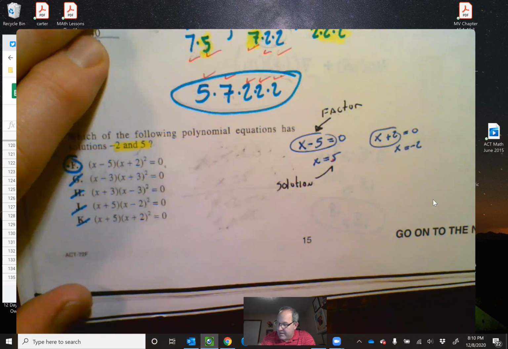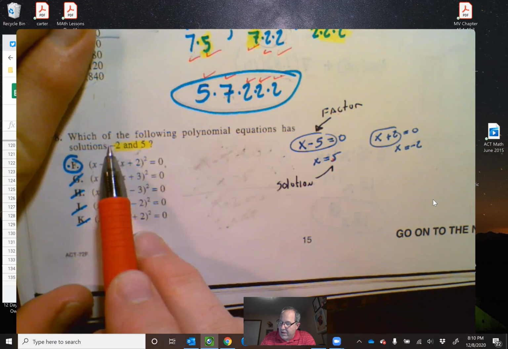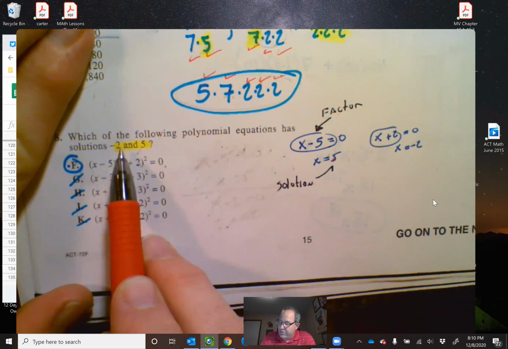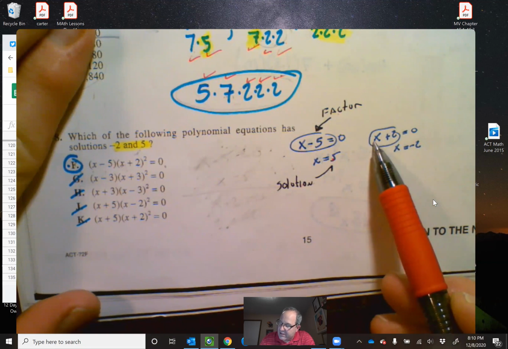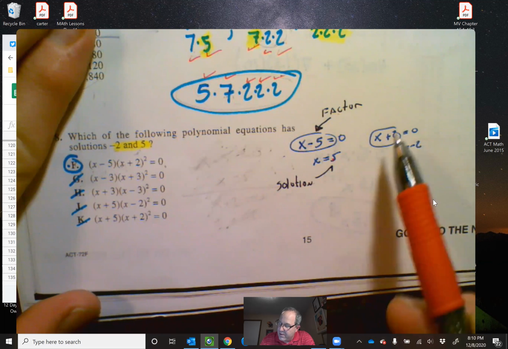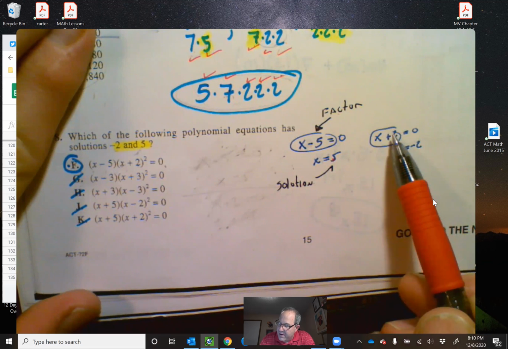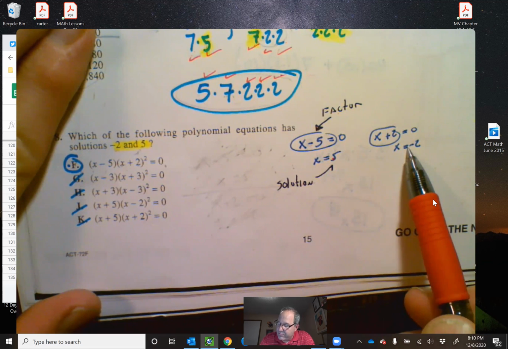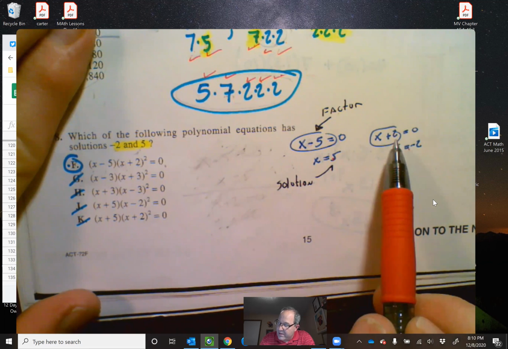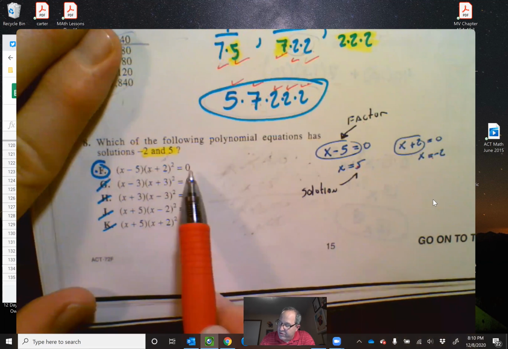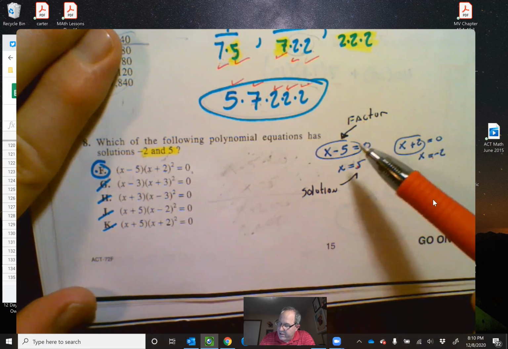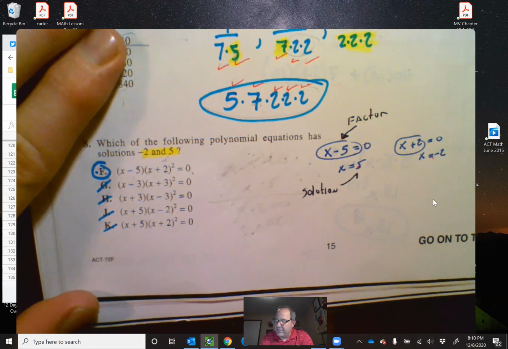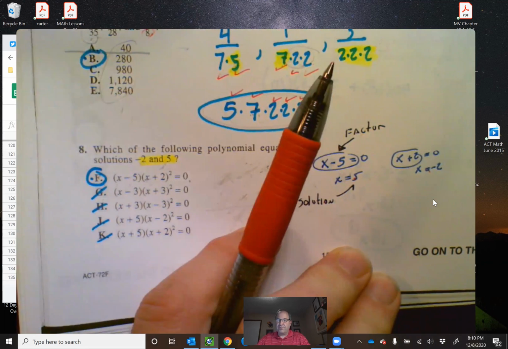But I should kind of keep on teaching here. The other solution is -2. Well, if we have x is equal to -2, it must have come from the equation x plus 2 equals 0. Because when you solve that, you get -2. So we need an x plus 2 in there. And sure enough, letter F does have the x plus 2 as well. So there's a nice relationship between those two pieces that you need to be aware of.